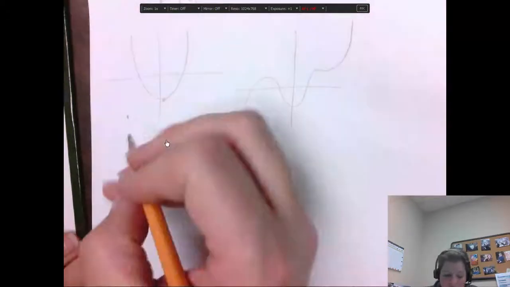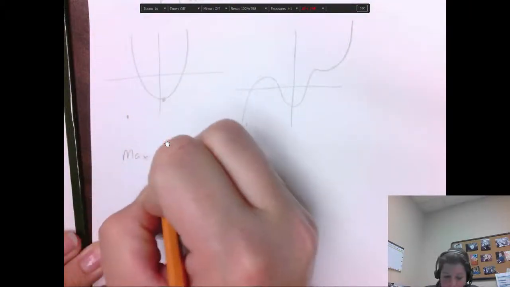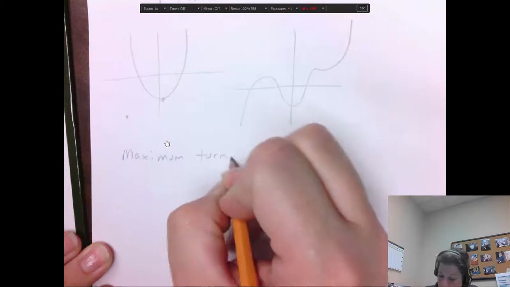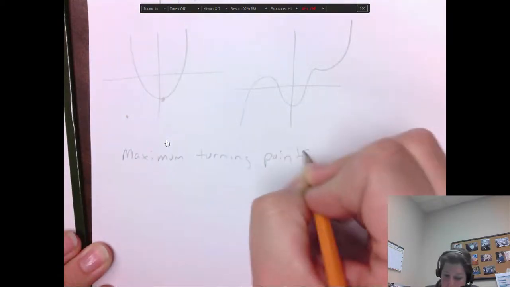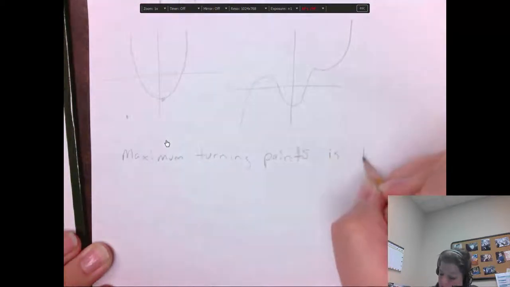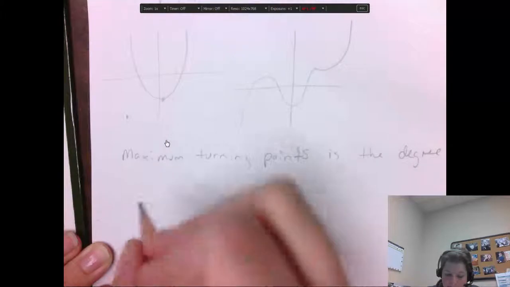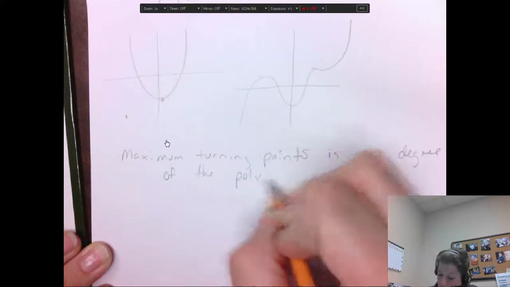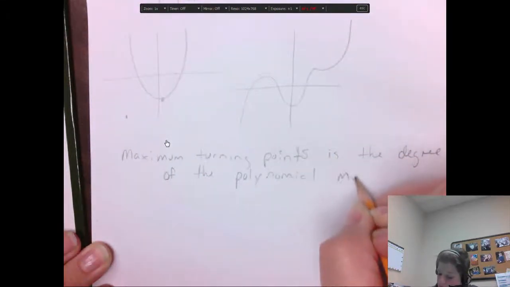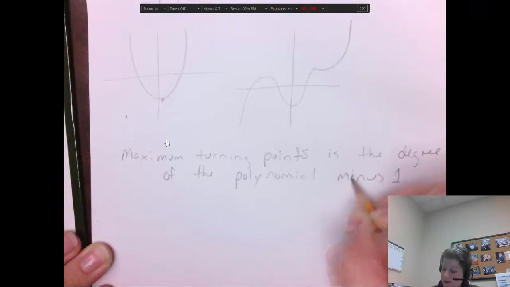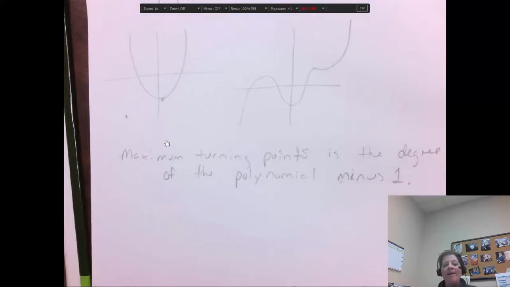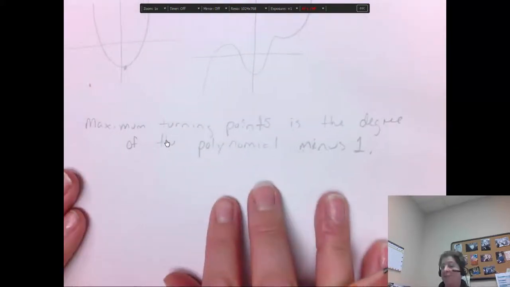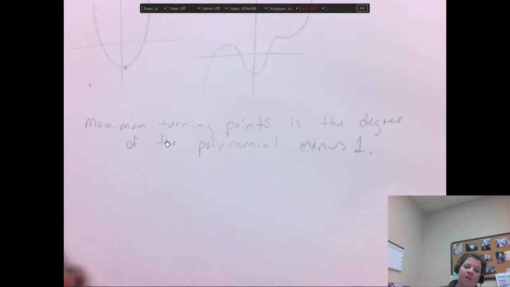The maximum number of turning points is the degree of the polynomial minus 1. So if you have a degree of 2, the most turning points you're going to have is 1. If you have a degree of 6, the most turning points you're going to have is 5. The most, so you could have less. It depends on the graph, but that is the maximum number of turning points.